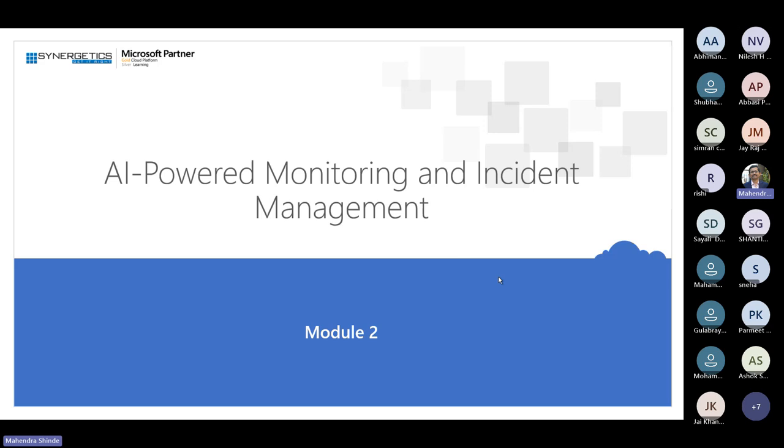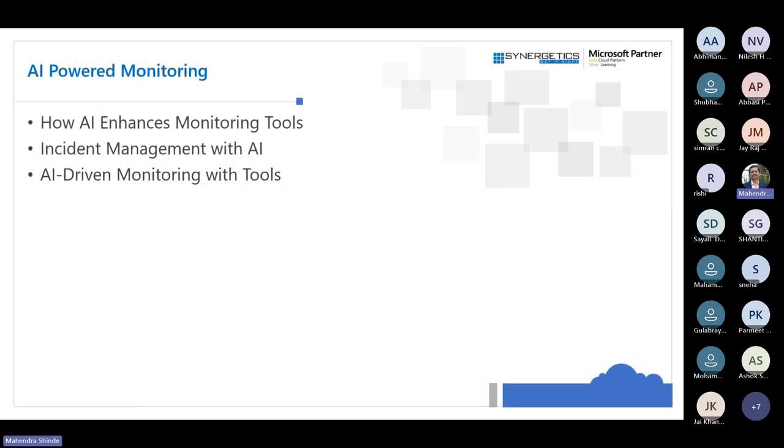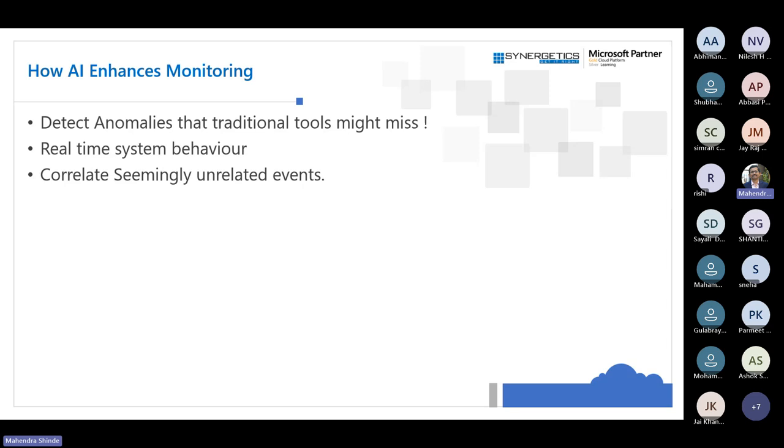Fine. So, now, monitoring and incident management. How can AI enhance monitoring tools? Now, what are monitoring tools? Monitoring tools are basically tools that monitor all the servers and applications in real time. An AI-based monitoring tool will check how your application is working in real time, and based on that, it will give you some kind of suggestions. It can detect anomalies. It will identify what things your application missed. It will identify the real-time system behavior, everything it can do.